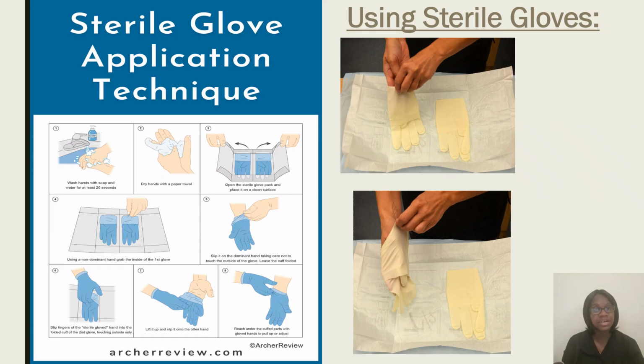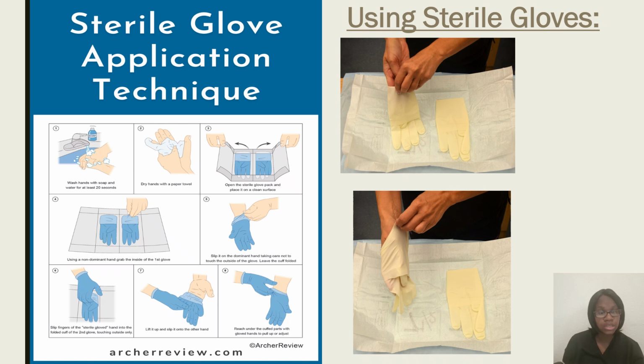So now we have our sterile glove application. This is whenever you have to put on sterile gloves, whenever you are working in radiology performing procedures. For step one, make sure that you wash your hands with soap and water for at least 20 seconds. After that, dry your hands with a paper towel. Once you are done with that, place your sterile gloves package on a clean surface.